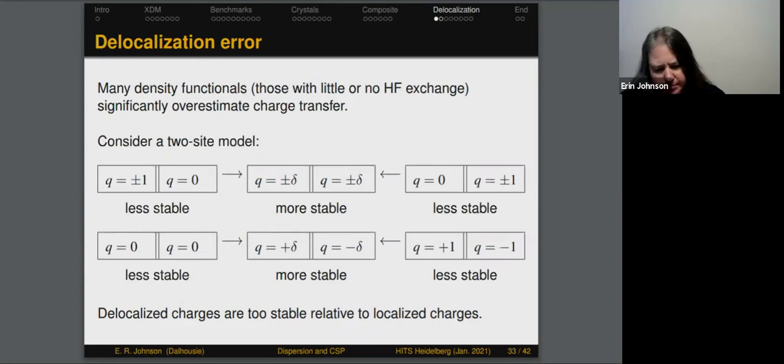A more common example chemically is not having a single charge localized in two wells, but having the case where you can have a neutral molecular dimer, a zwitterionic or charge transfer molecular dimer, or some situation that's partway. And again, the fractionally charged situation where you have a fractional positive charge on one molecule and a fractional negative charge on the second molecule is artificially predicted to be too stable with many GGA methods. So we can summarize localization error in the statement that delocalized charges are predicted to be too stable relative to localized charges. So there's some classic examples of this.